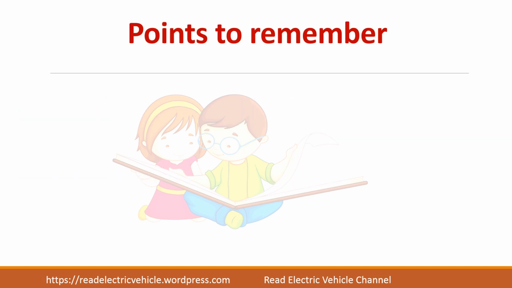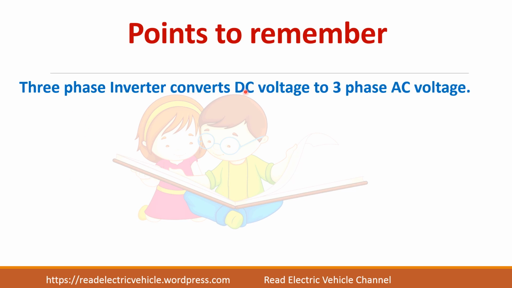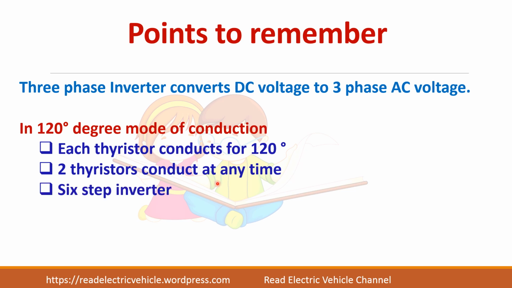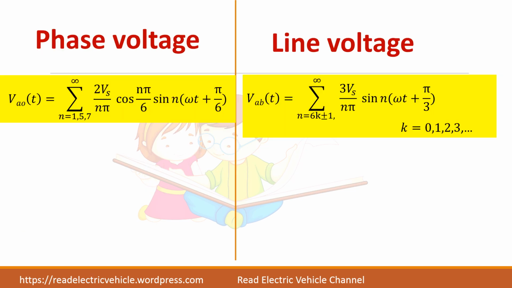So the points to remember here are: the three-phase inverter converts DC to three-phase AC output. In 120 degree mode of conduction, each thyristor conducts for 120 degree and two thyristors conduct at any time. And 6 steps are involved in achieving the three-phase output. And the THD of the output waveform is 31 percentage.